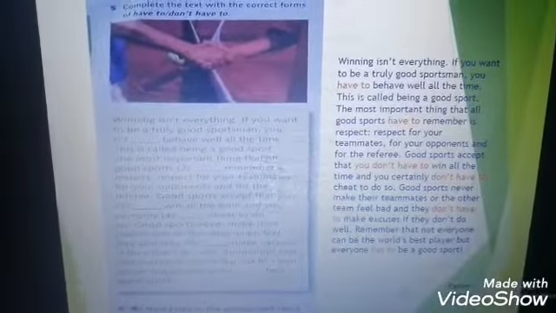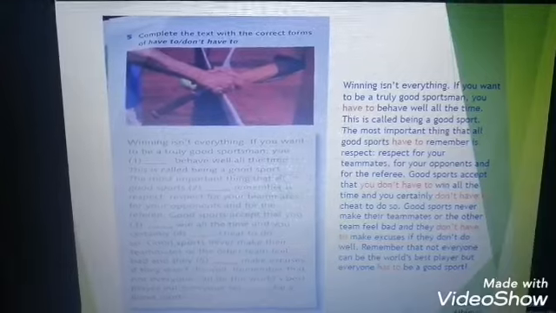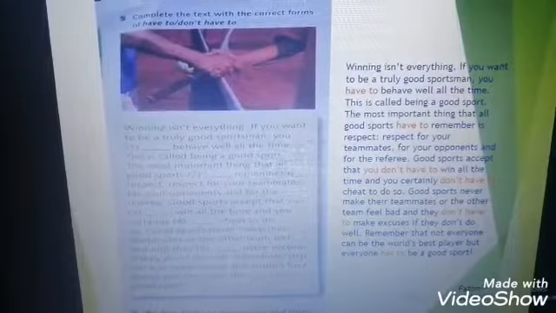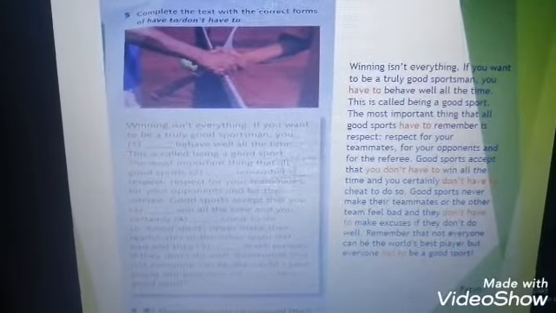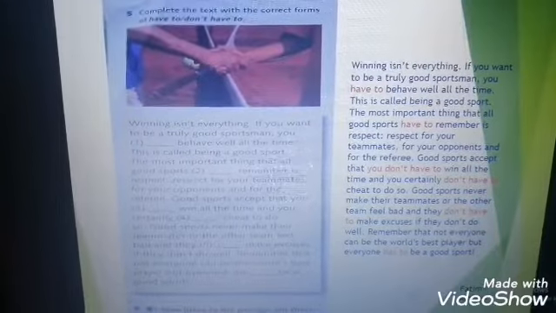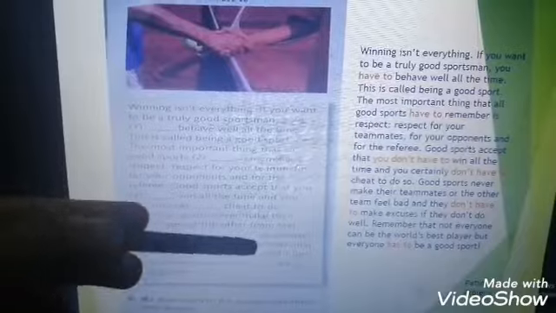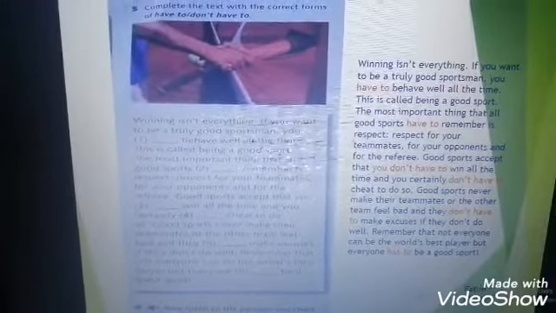Yes, now let's go to page 52, exercise number 5. Complete the text with the correct forms of have to or don't have to. Yes, take a few minutes, okay, a few minutes to read the text and try to fill the 6 gaps by using have to or don't have to.